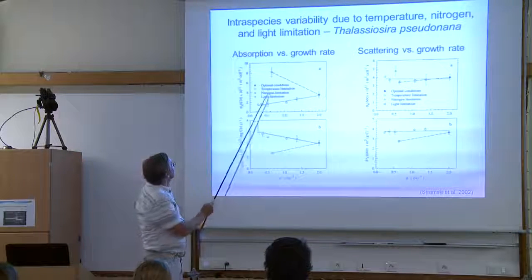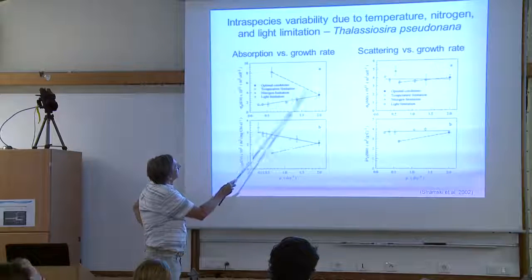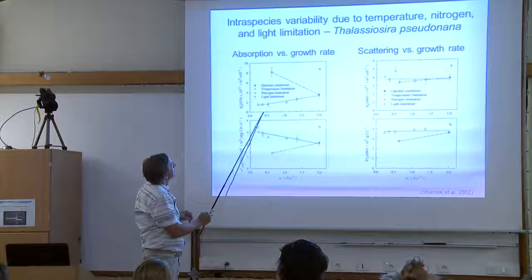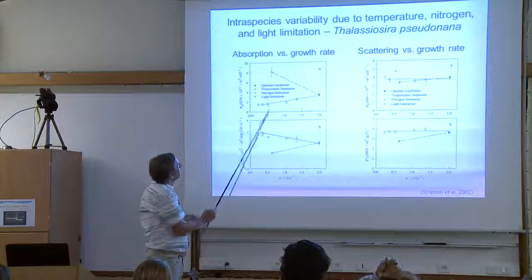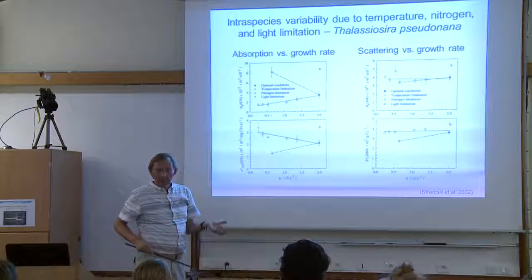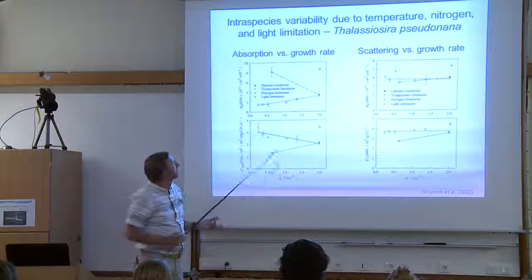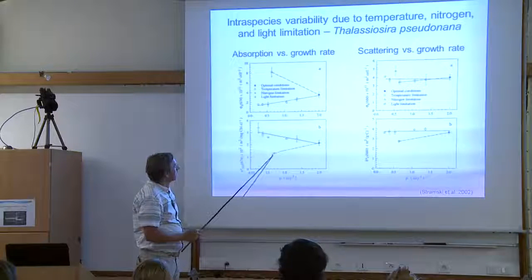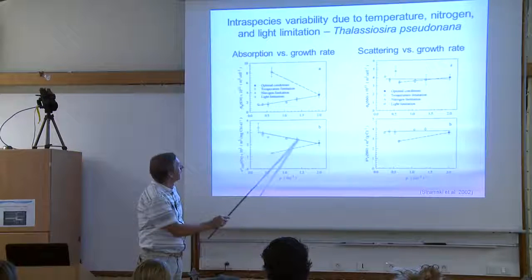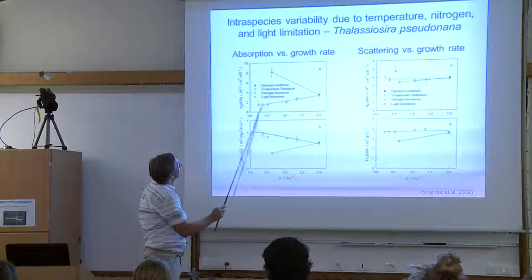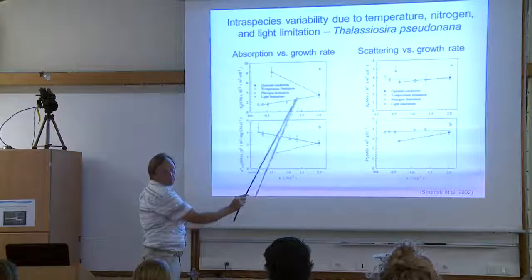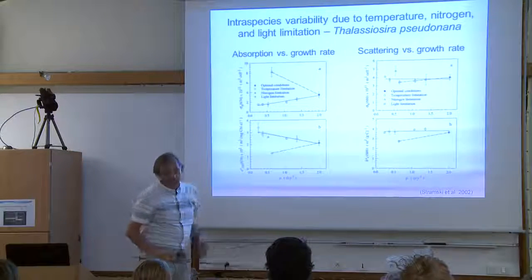And you can see this is a light limitation behavior for absorption. So under slow light limited cells are growing slowly, but they exhibit high cross-section for absorption because they synthesize a lot of pigment. And because of that, when you normalize to chlorophyll, this point is below the other conditions. And the other conditions, nitrogen limitation and temperature limitation, show a very similar pattern.